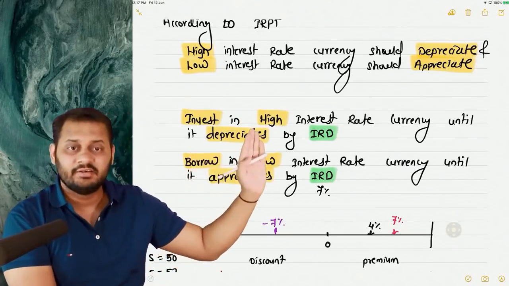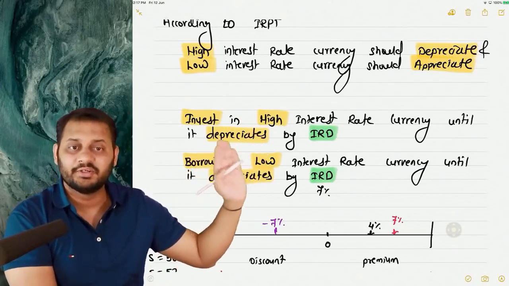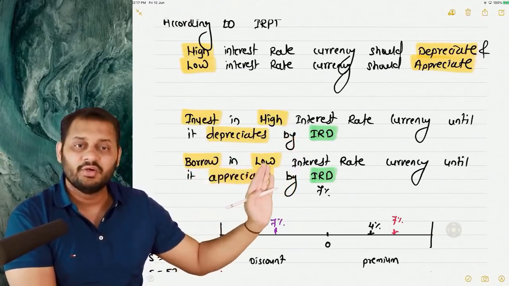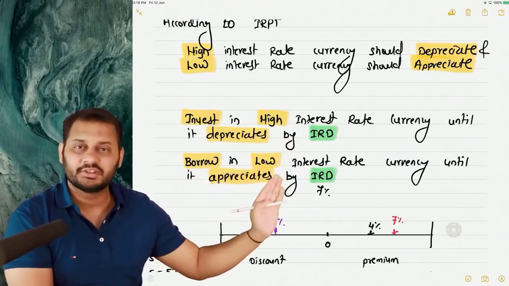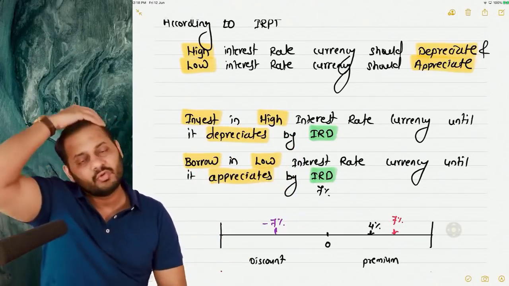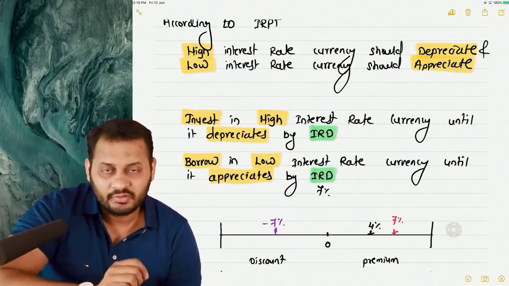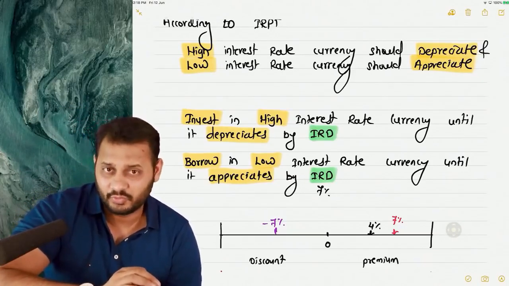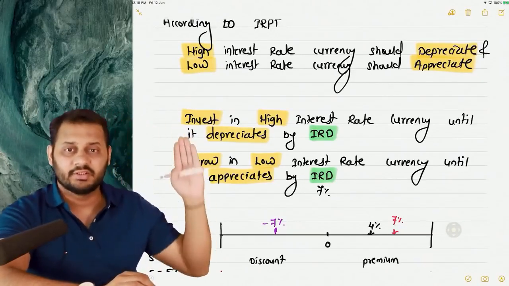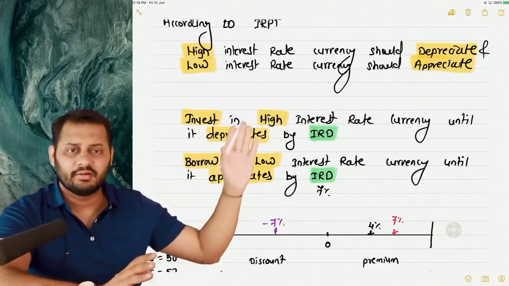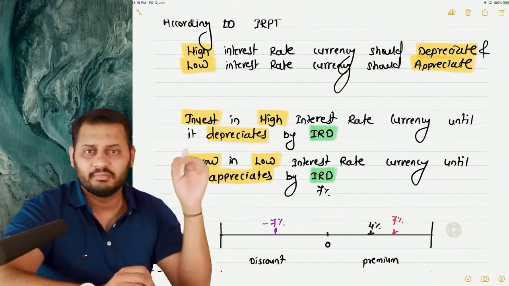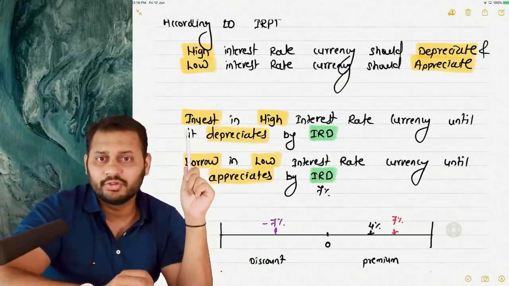Invest in high interest rate currency until it depreciates by the interest rate differential. Borrow in low interest rate currency until it appreciates by the interest rate differential. So whenever you want to find out in which currency I should invest, in which currency I should borrow, you need to first find out this. Take any rate, high interest rate or low interest rate.